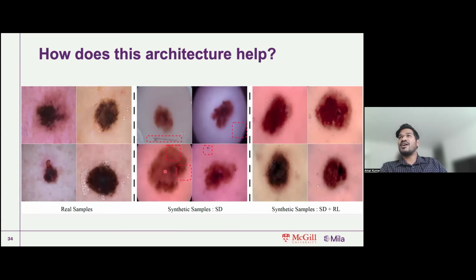So how does this architecture help? In this case over here, on the very left-hand side, you have real samples. In the center of this slide, you can see synthetic images generated by the fine-tuned stable diffusion. This stable diffusion is similar to what was trained for Prism, but you can see these extra artifacts being generated: ruler, ink, or some extra patches that we essentially don't need. And after doing this realignment, we are able to improve downstream performance, and these extra artifacts are no longer present. So essentially, what we are able to claim is that the model is no longer hallucinating.